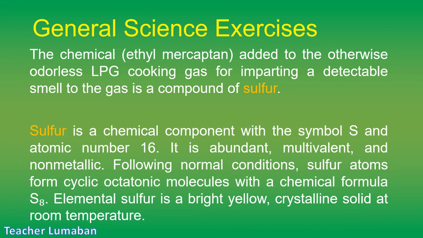Sulfur is a chemical component with the symbol S and atomic number 16. It is abundant, multivalent, and nonmetallic. Under normal conditions, sulfur atoms form cyclic octatomic molecules with a chemical formula S8. Elemental sulfur is a bright yellow, crystalline solid at room temperature.